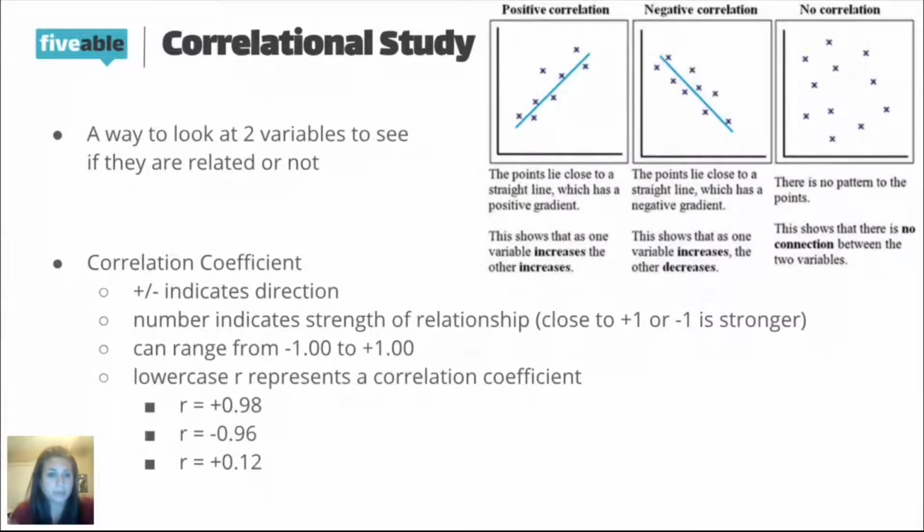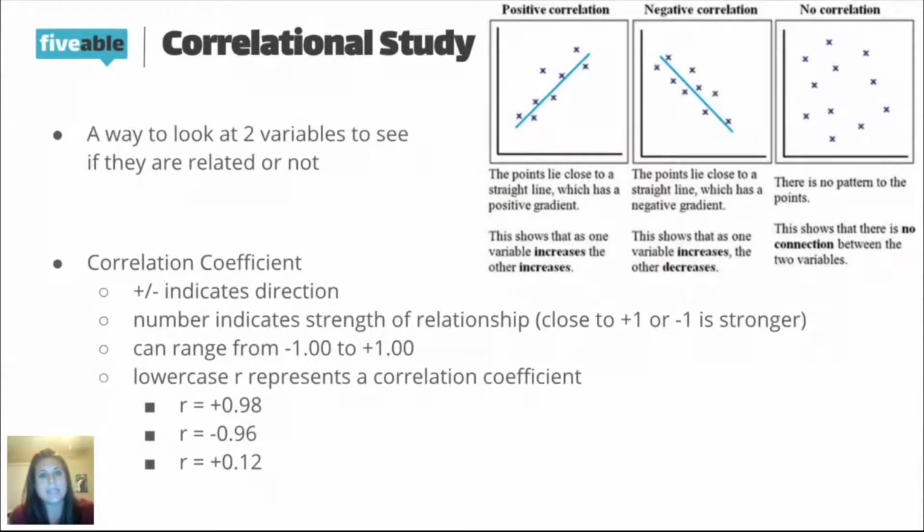I actually wrote out here what it might look like. R is the variable that represents the correlation coefficient. So if you ever see something like R equals, you should know that they're referencing a correlational study. R equals +0.98 would probably be that first graph there for positive correlation.